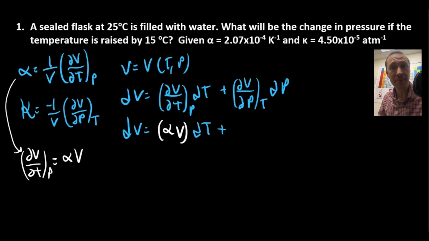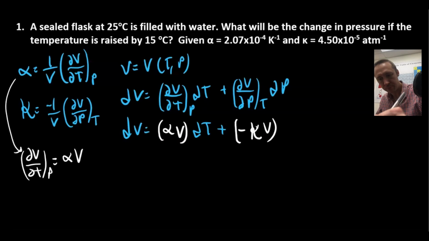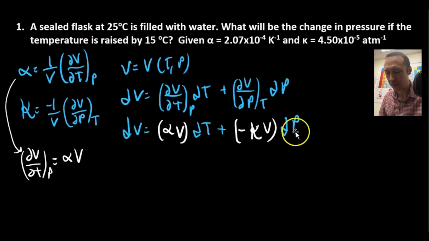We can do the exact same thing on the other side, where we have the partial derivative of volume with respect to pressure holding temperature constant. That's the same as the definition of kappa, so this partial term is negative kappa times V if we rearrange it. I'm just going to plug that in: negative kappa times V dP. Now I think we're getting closer, because we have the infinitesimal change in temperature, the change in pressure, and values for alpha and kappa.